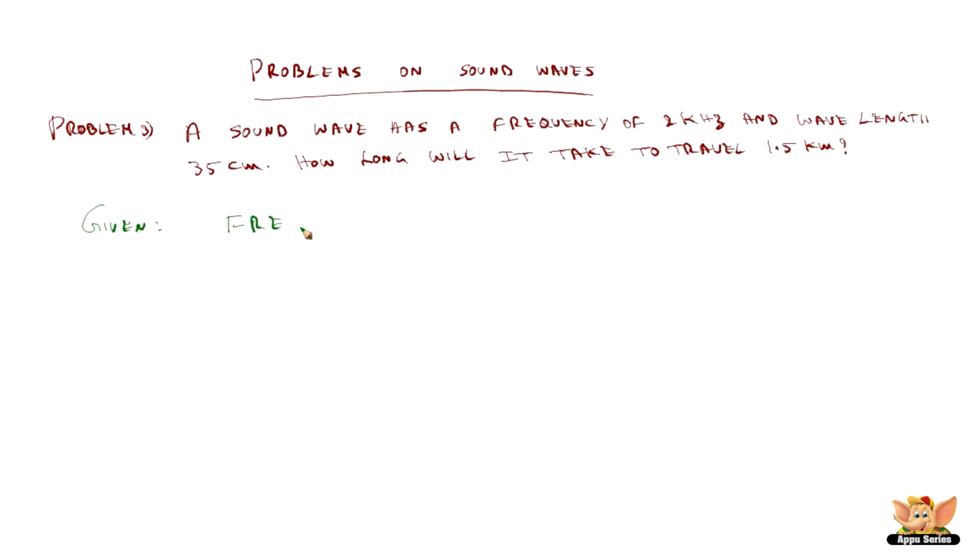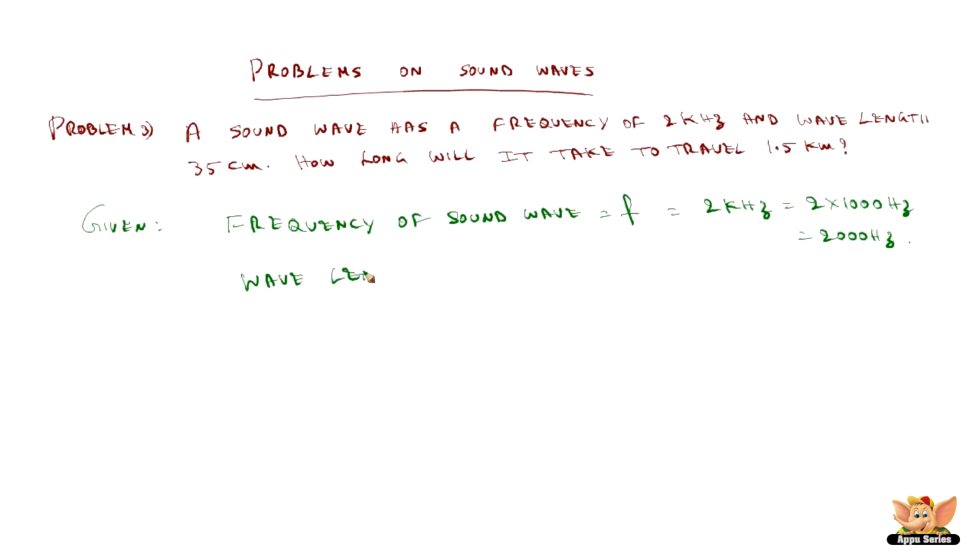The frequency of the sound wave is given, which is represented as f, 2 kilohertz, and this needs to be in terms of hertz to apply the wave equation. So this becomes 2 into 1000 hertz, which is nothing but 2000 hertz. And we also have the wavelength, which is represented as lambda, which is given as 35 centimeter, whereas we need to convert it into meters because the wavelength SI unit is meter. So 35 by 100 meters, which is nothing but 0.35 meter.